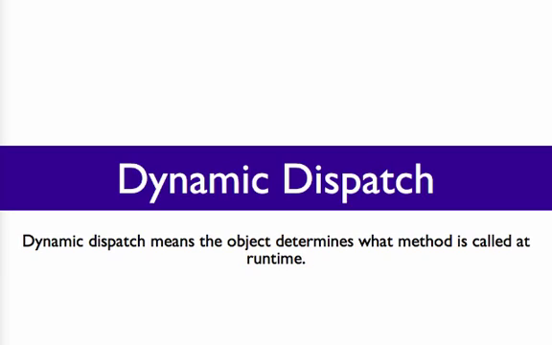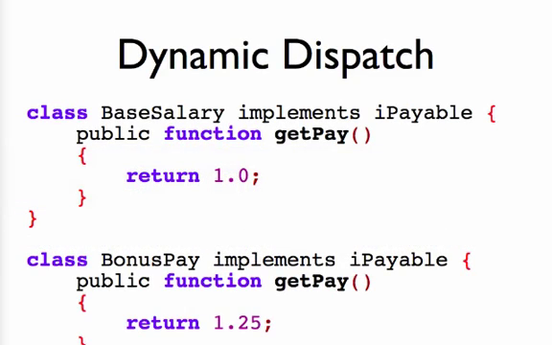It means that the object is going to determine what it's going to call at runtime. So you don't necessarily know when you're writing the code what's going to happen. Let's say we have a class for a base salary, and this base salary has a get pay. In this case, I'm implementing the IPayable, which we can imagine says you must implement this function called get pay. The idea behind get pay is it gives you some kind of multiplier of your salary, right? So we have base salary and we have bonus pay, and you can see that they do slightly different things, right?